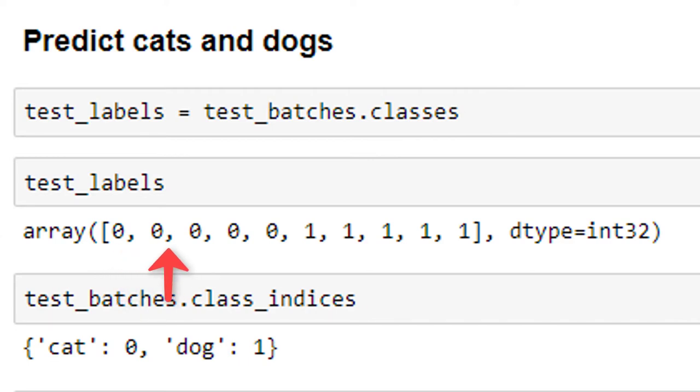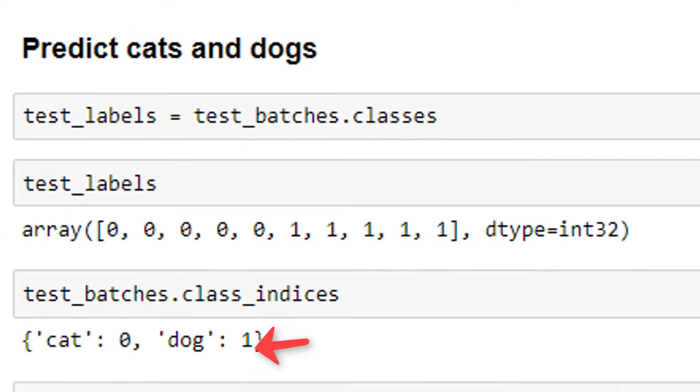The first 5 samples in the test set have labels of 0, and the second 5 have labels of 1. But our data is images of cats and dogs, so how do we know what these 0s and 1s correspond to? We can find this out by calling class indices on test batches. This gives us the mapping from the underlying class names, cat and dog, to the 0s and 1s. Alright, we've got our labels taken care of, let's now get some predictions.